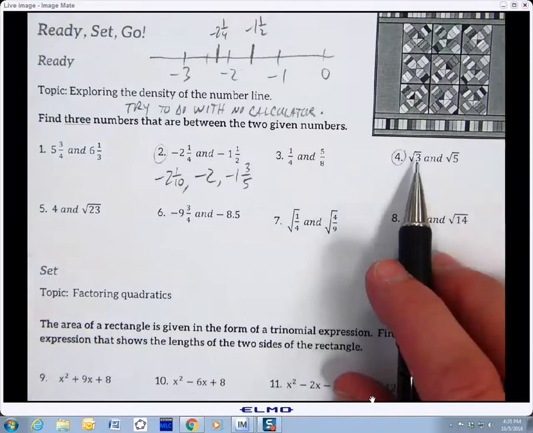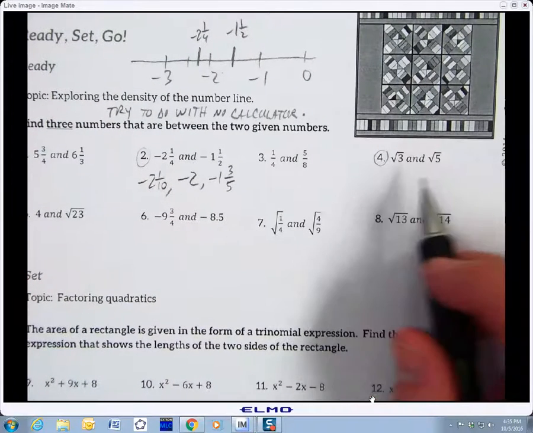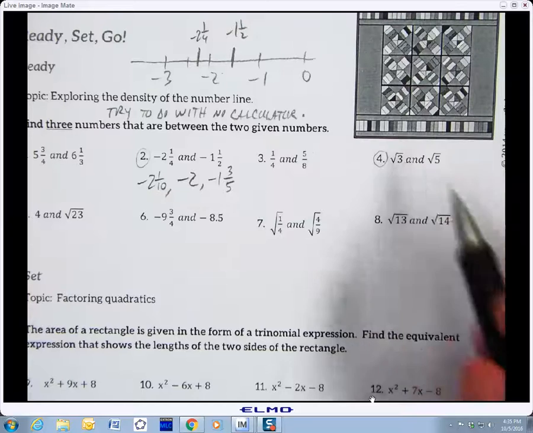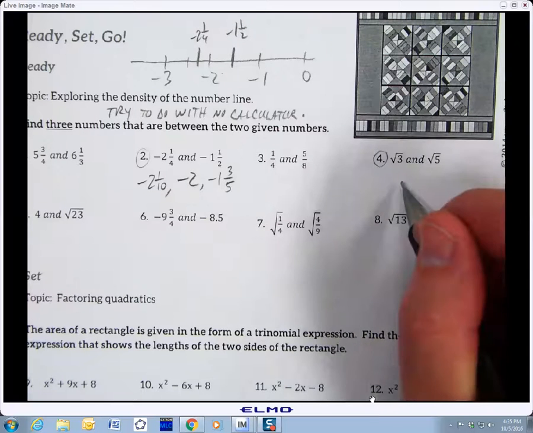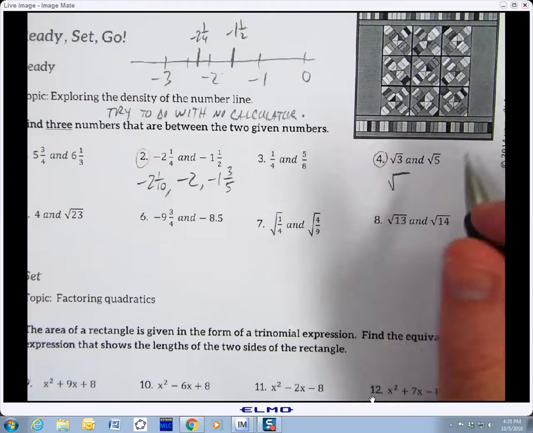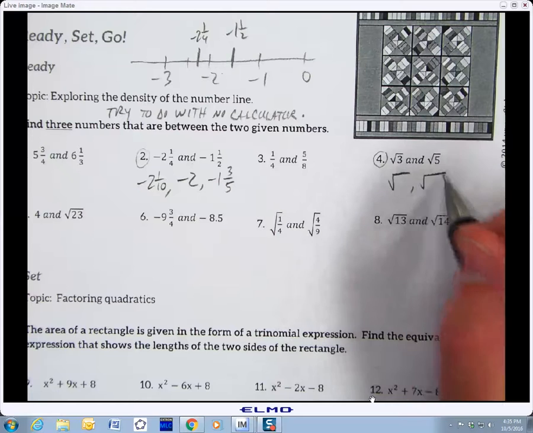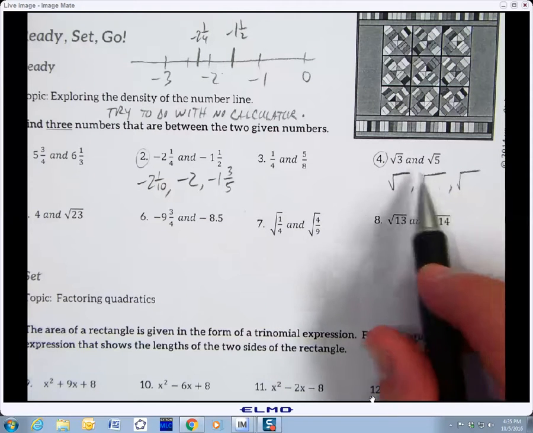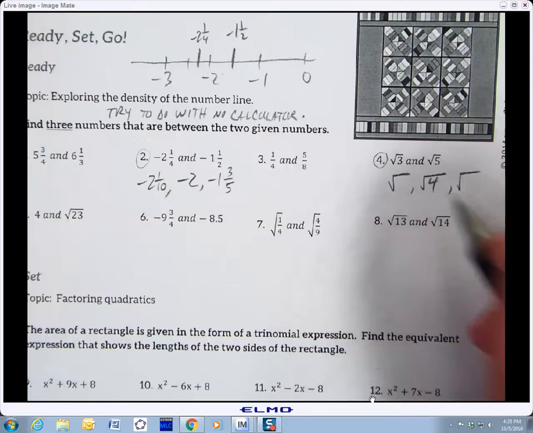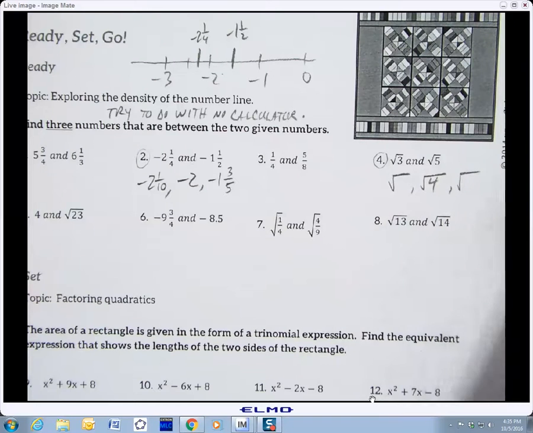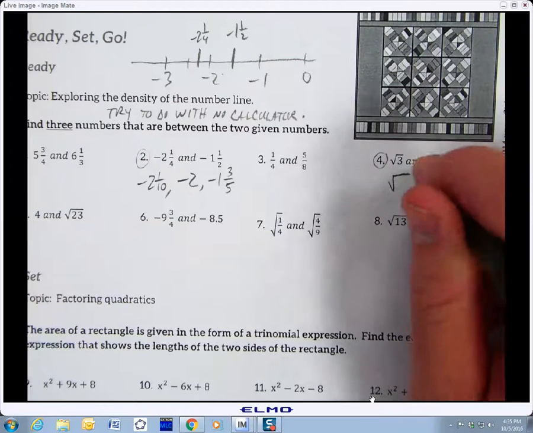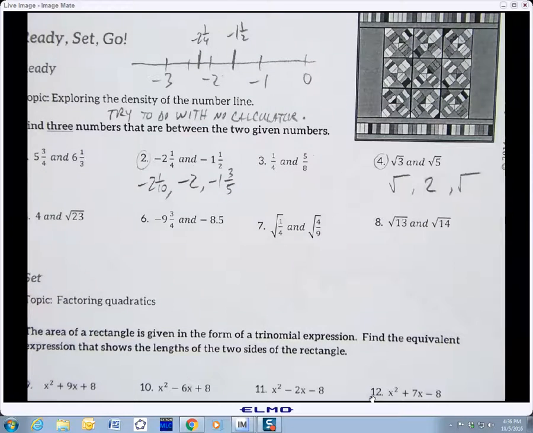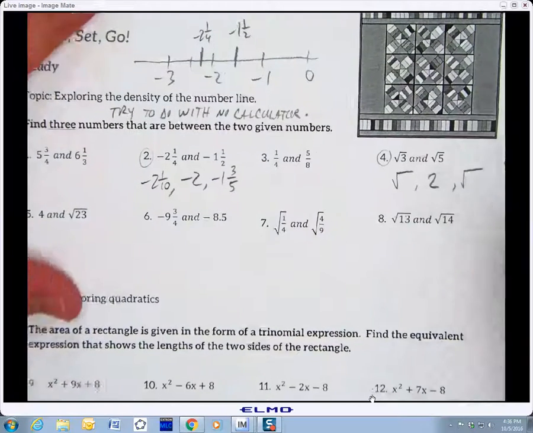I also chose number 4. So I'm going to take a sneaky way out because I don't know exactly what the square root of 3 is. But would you agree that square root of 4 is in between there? Yes? Square root of 3, square root of 5, makes sense that square root of 4 is in between there. Which means you could leave it as square root of 4. If you wanted to impress people, you could go like this. I know that's a 2. You could also leave it as square root of 4.